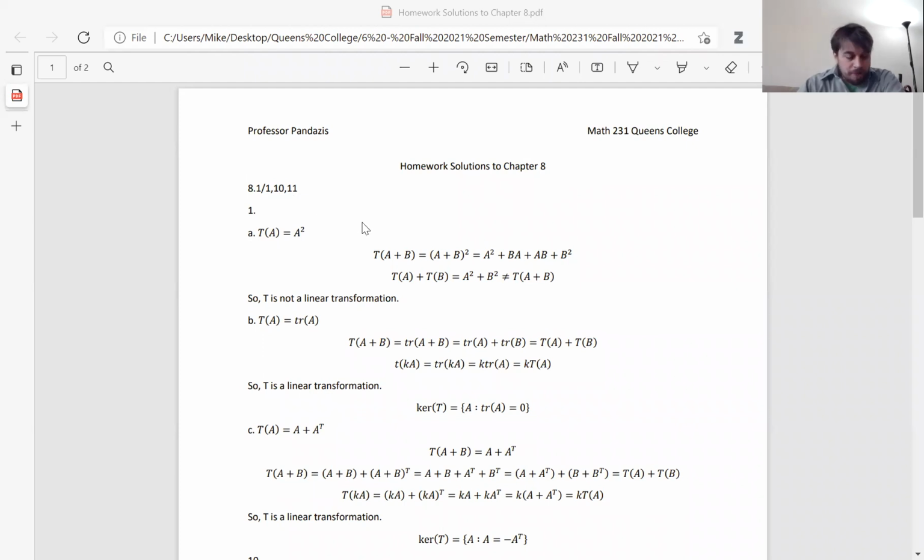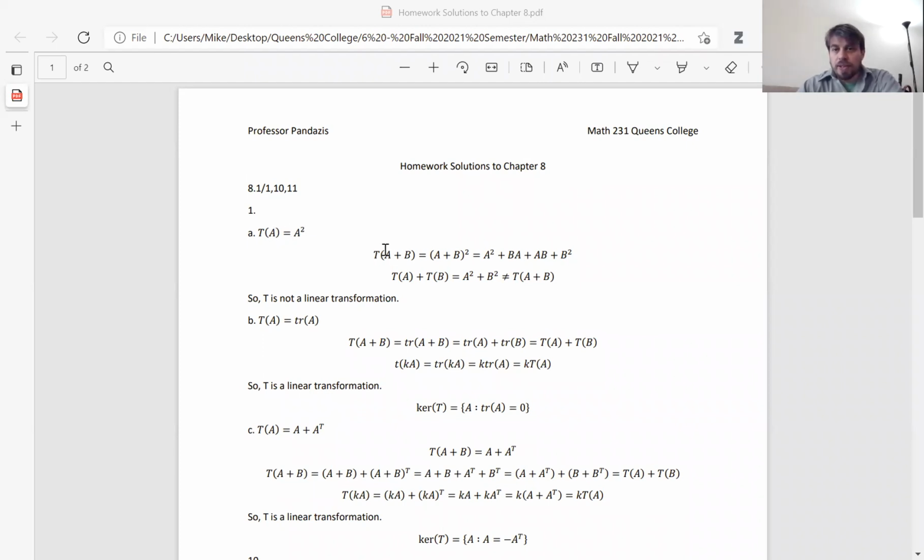So 8.1 number 1 says, suppose T is a mapping whose domain is the vector space M sub 2,2. In each part, determine whether T is a linear transformation, and if so, find its kernel. So for 1a, T of A is equal to A squared.